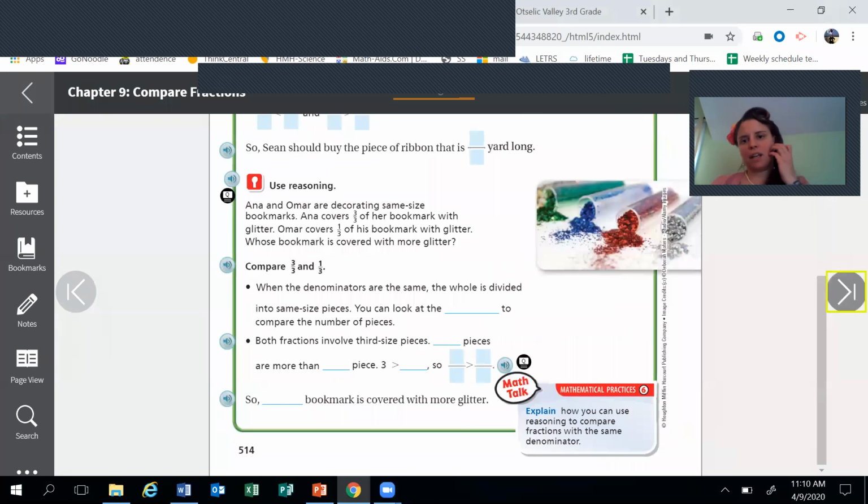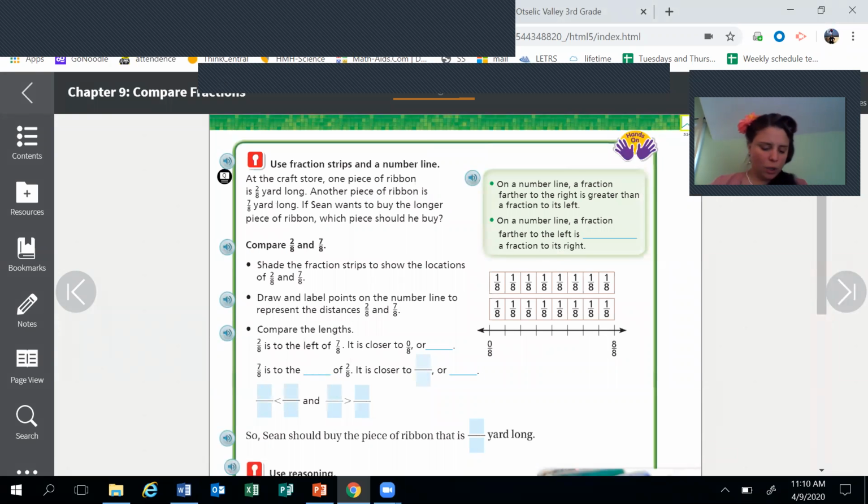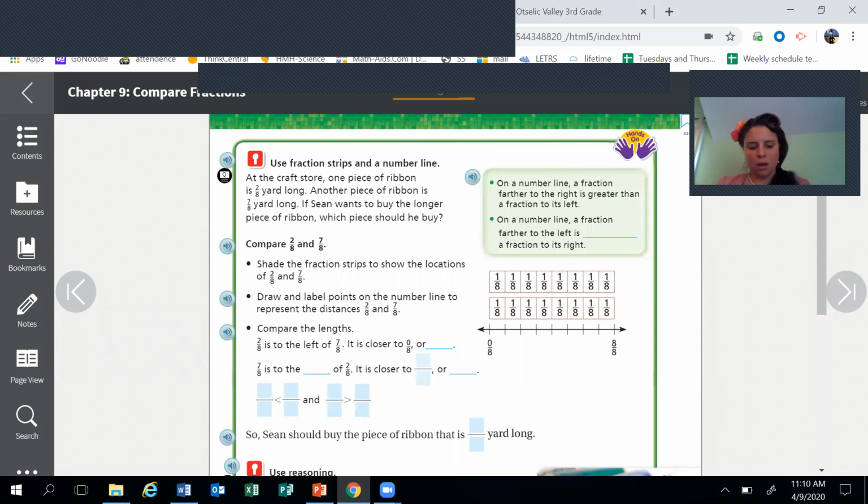All right, let's look at the next page. Okay, so for this one, you might want your fraction strips, but it's up to you because they also have a drawing in the book. So this one is specifically using the eighths, which is our brown one. It says use fraction strips and a number line. At the craft store, one piece of ribbon is 2/8 of a yard long. Another piece of ribbon is 7/8 of a yard long. Sean wants to buy the longer piece of ribbon. Which piece should he buy?